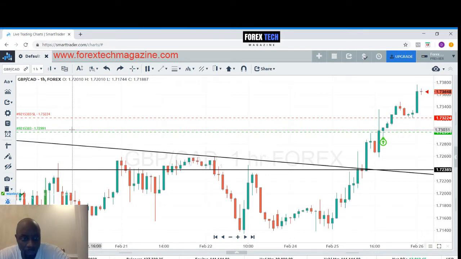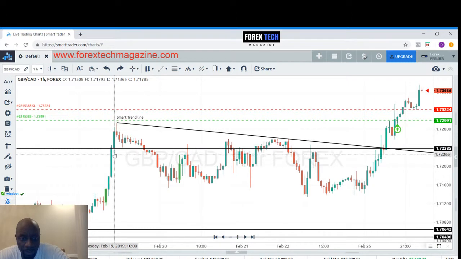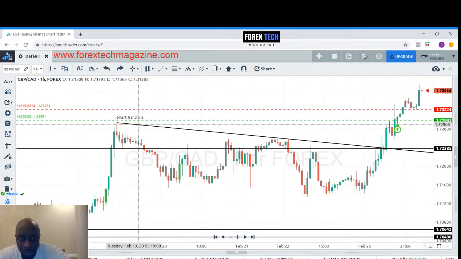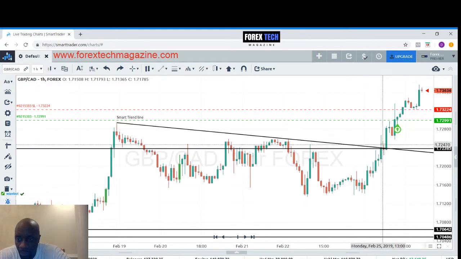Same thing with this next one. This right here is the Great Britain pound Canadian dollar. Same thing: here goes resistance, here goes the downward trend line. Price broke above the downward trend line and went up. It pulled back a little bit, then pushed back up again. We got in, once again, around the 6 o'clock hour.